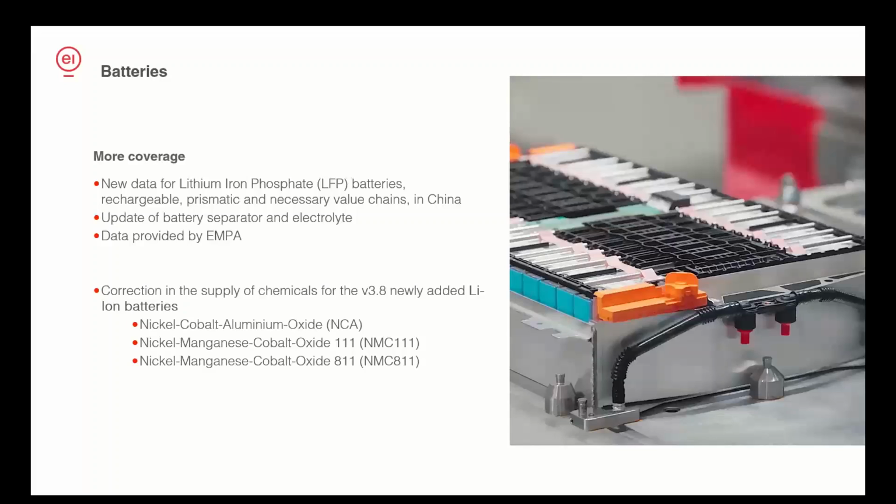It's important to mention that version 3.9 also corrects a mistake that was present in version 3.8. We added several new lithium-ion batteries in version 3.8, and in the value chain, the chemical compounds that were needed for the batteries were wrongly linked. They were mixed, and now this is corrected with version 3.9.